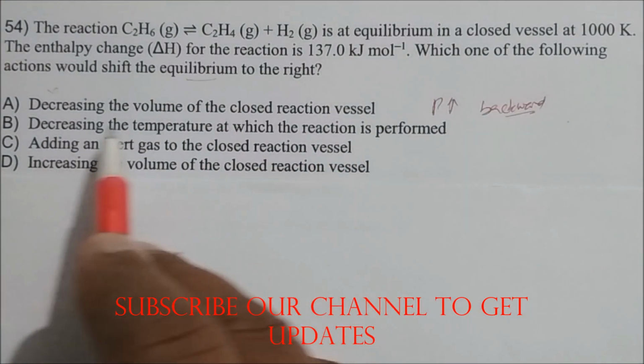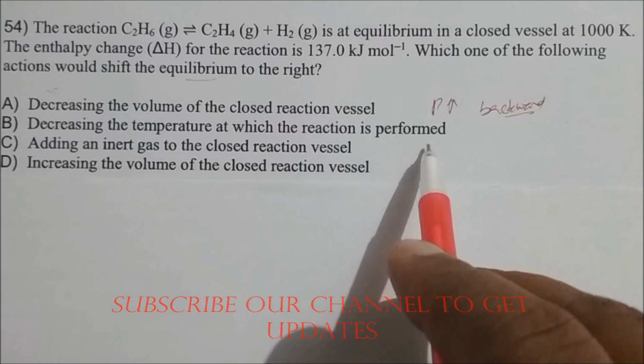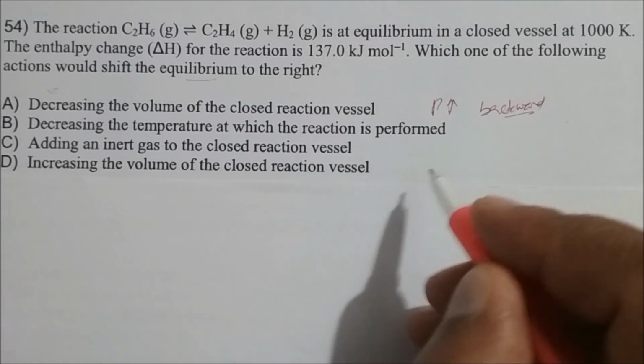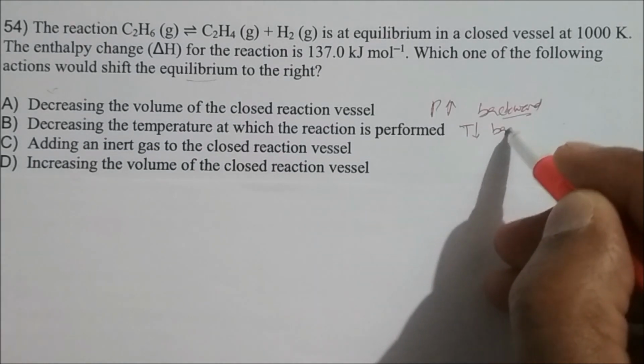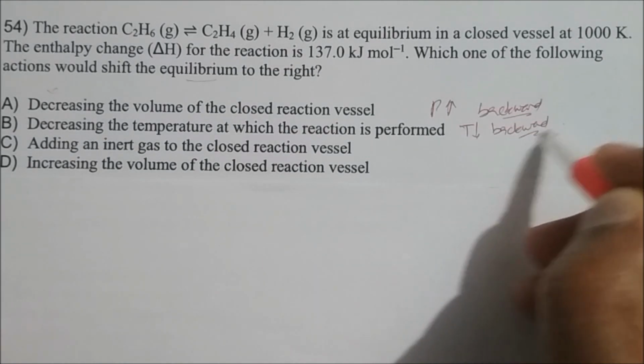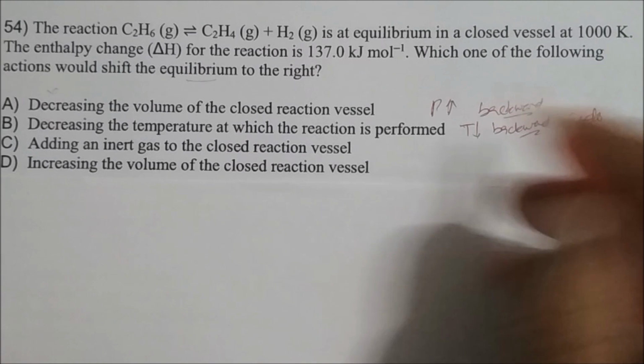Decreasing the temperature at which the reaction is performed. Now this is an endothermic reaction. So if you decrease the temperature, again the reaction will go backward only, because this reaction is endothermic. Due to endothermic, it will go backward.